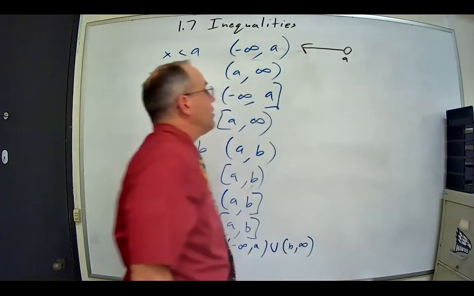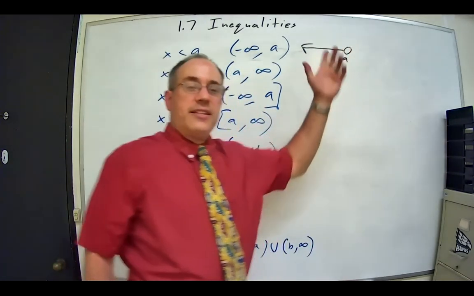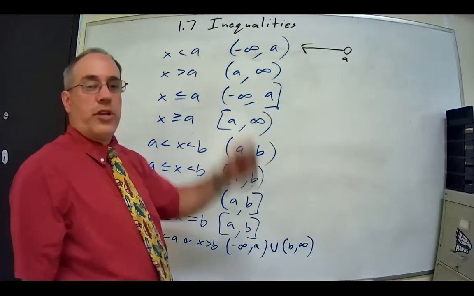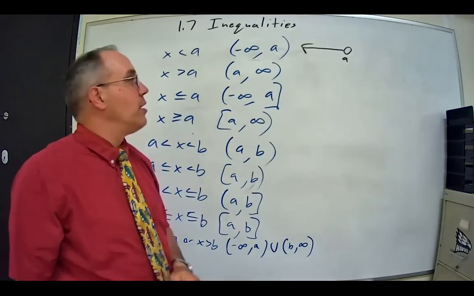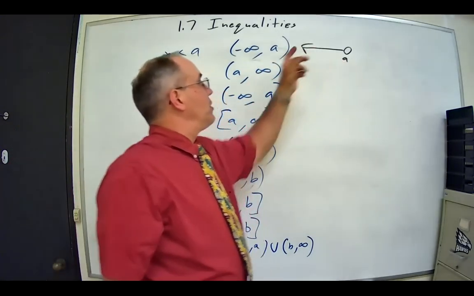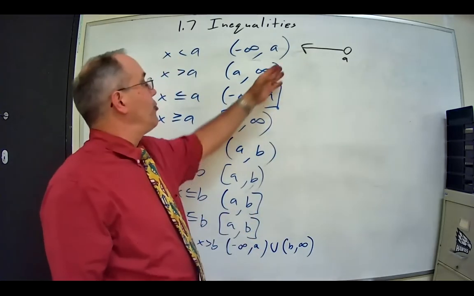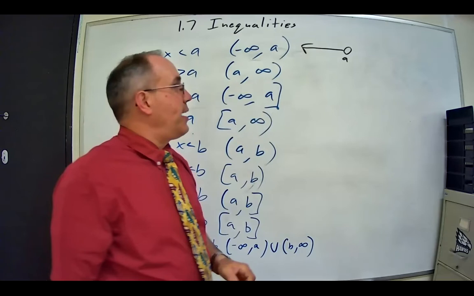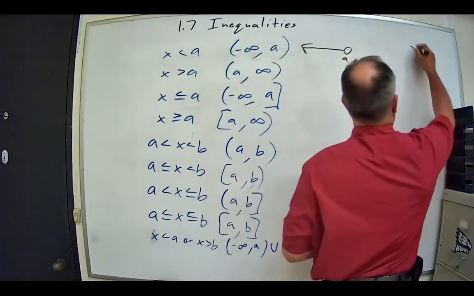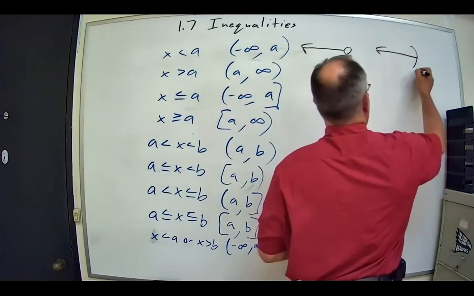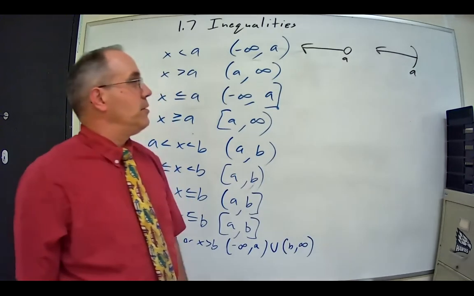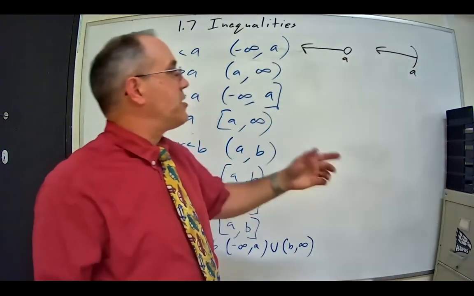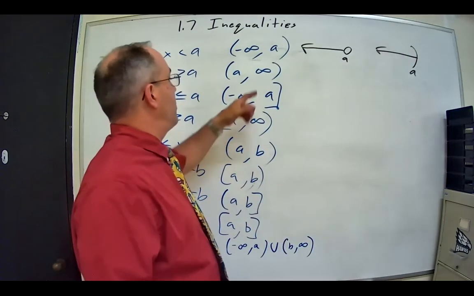So if that's A, an open circle says it's not included, and then an arrow to the left says it goes on forever that way. So you can do an open circle to that, or you can actually use the parenthesis or square bracket. So I could do that as anything less than A, and the parenthesis there tells me that it does not include A.